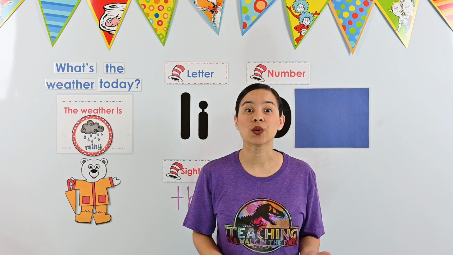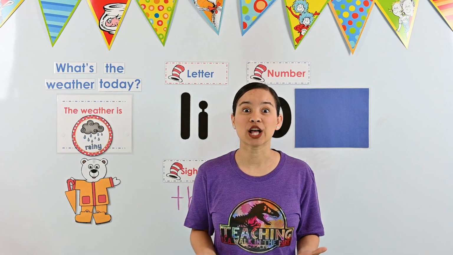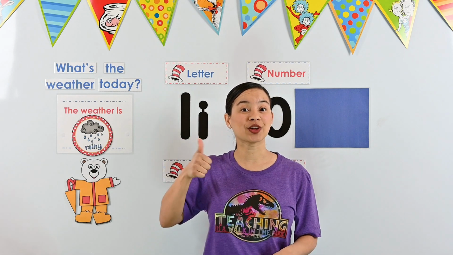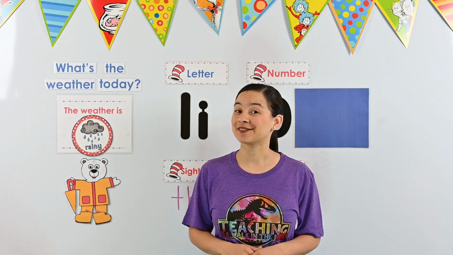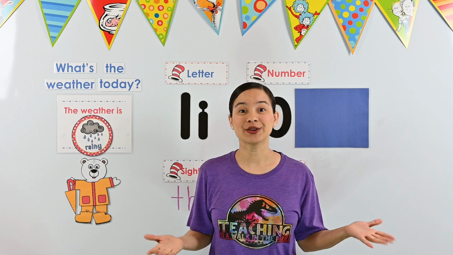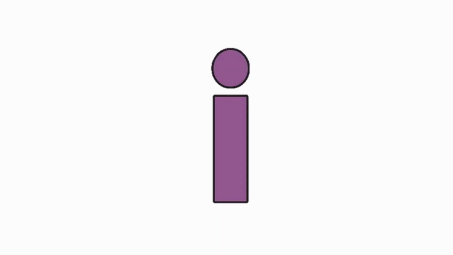Today, we are going to be letter detectives. We are going to look for the letter I. I'll put a letter on the screen. If it's the letter I, you'll give me a thumb up. If it's not the letter I, you'll give me a thumb down. Or you could say yes or no. Are you ready? Let's look at our first letter.